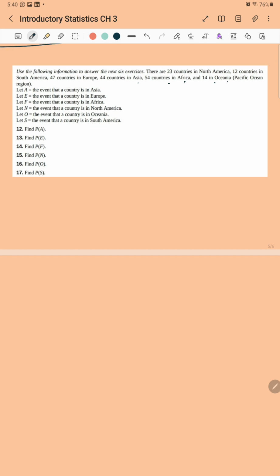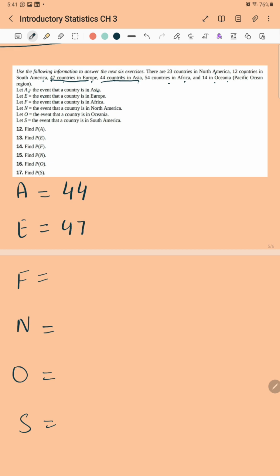Okay, now we have A, which is the event countries in Asia, then E, F, N, O and S. A is the event for countries in Asia. So how many in Asia? 23 in North America, 12 in South America, 47 in Europe, 44 in Asia. In Asia it is 44, so A is 44. Then E is the event for Europe, how many in Europe? 47. Then F is the event for Africa, Africa has 54. N is the event for North America, North America is 23. Then O is the event for Oceania, 14. S is the event for South America, 12.